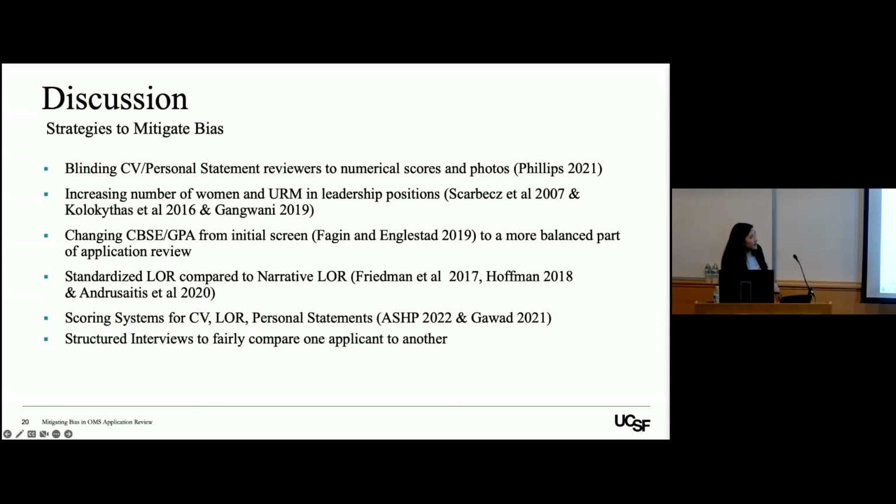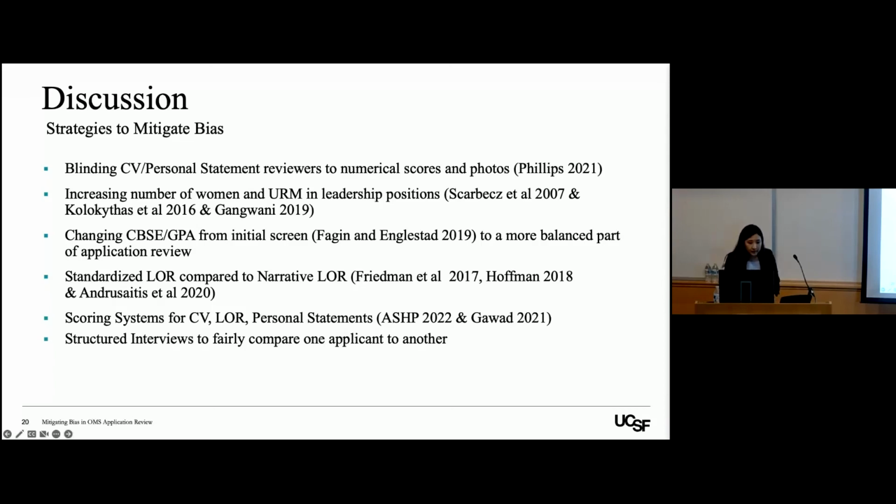So with all these biases and all the applicants and all the components of the application, what should we do? What can we do? So we borrowed a couple strategies from the authors that we found in these papers. First of all, blinding the reviewers to CV and personal statement, to numerical scores and photos. Also, increasing the number of women and underrepresented minorities in leadership positions. And also changing the CBSE and GPA from the initial screen to a more balanced part of the application review, as well as utilizing standardized letters of rec compared to narrative letters of rec in order to reduce gender biases.